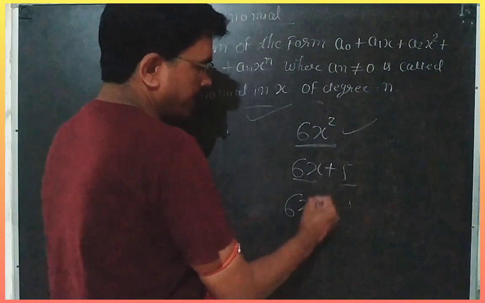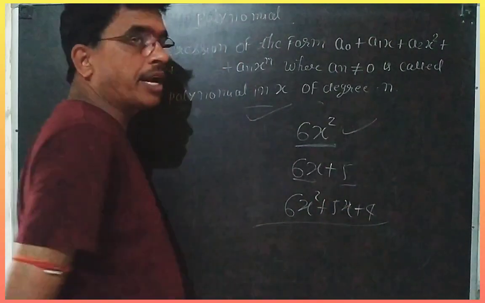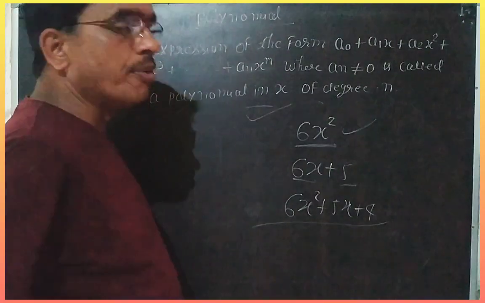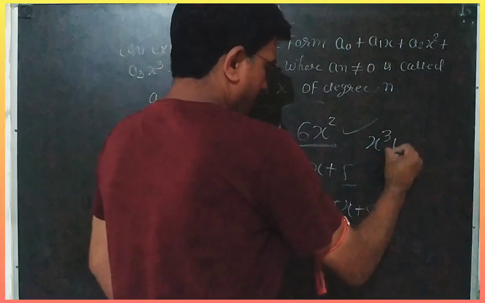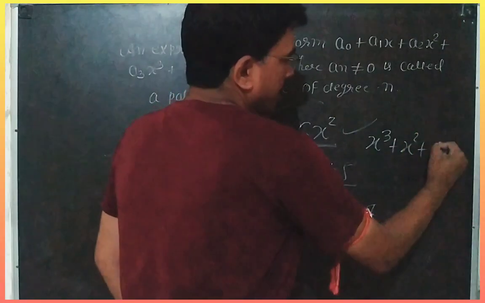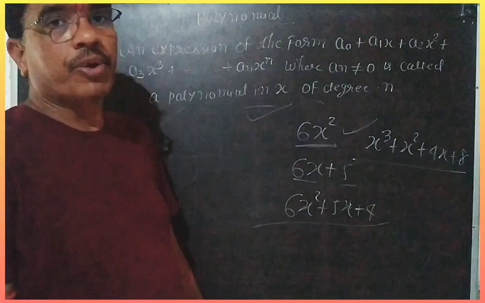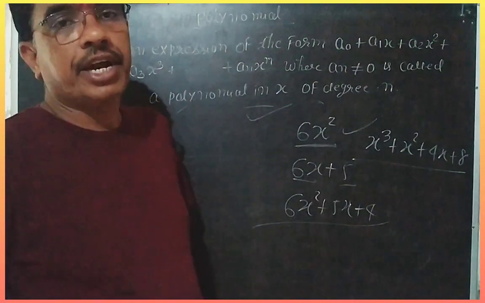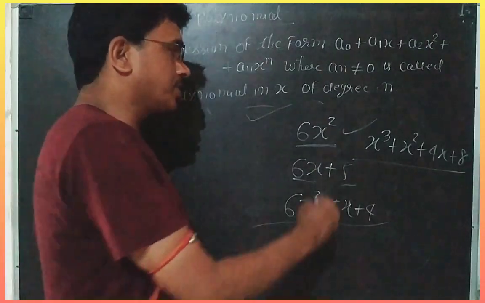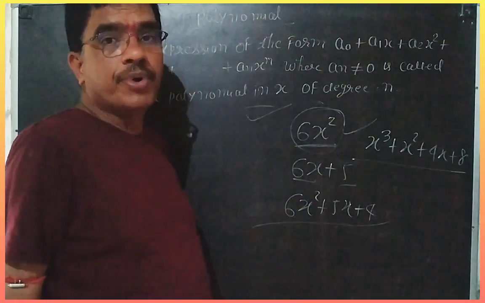And when you write 6x squared plus 5x plus 4, it has three terms and we can say it is a trinomial. Similarly, you write x cubed plus x squared plus 4x plus 8. The number of terms of this polynomial is 4 and it is called a quadrinomial. So dear students, if there is only one term in a polynomial, that is called a monomial.